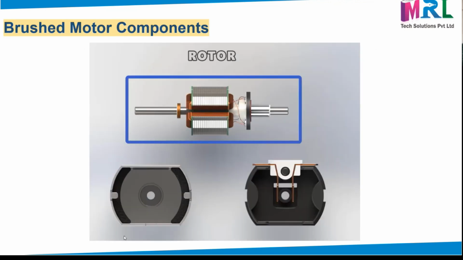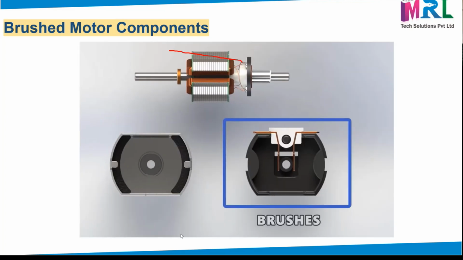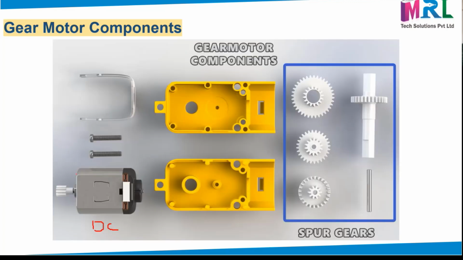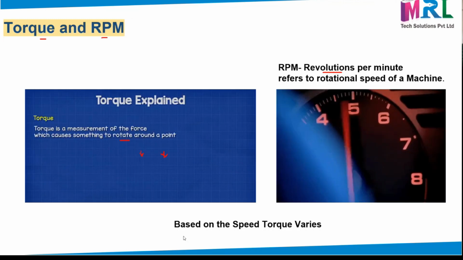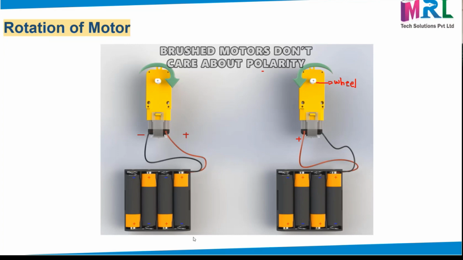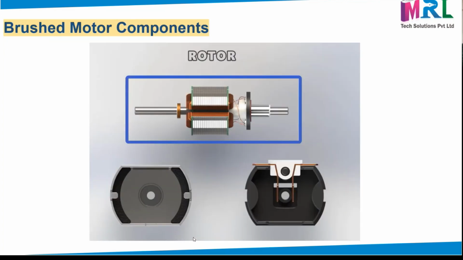A motor has three components: stator, rotor, brushes. A gear motor contains two main components: a DC motor and a gearbox. And if you change the polarity, the motor will rotate in a different direction. So this is all about the important things that you have to remember while working with a gear motor.